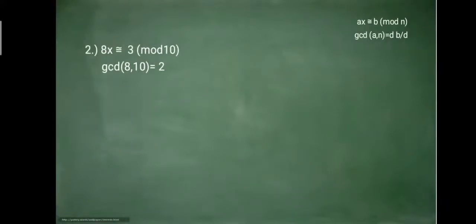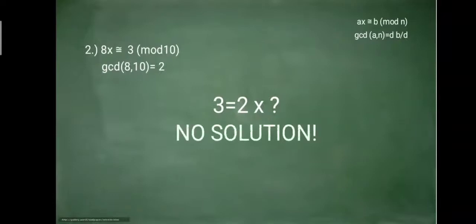Now, let's move on to our last example, which is number 2: 8x ≡ 3 mod 10. The greatest common divisor of 8 and 10 is 2, and 2 does not divide 3, so therefore, we have no solution.